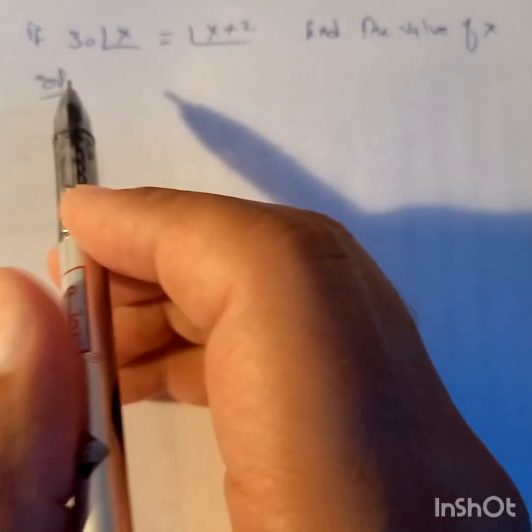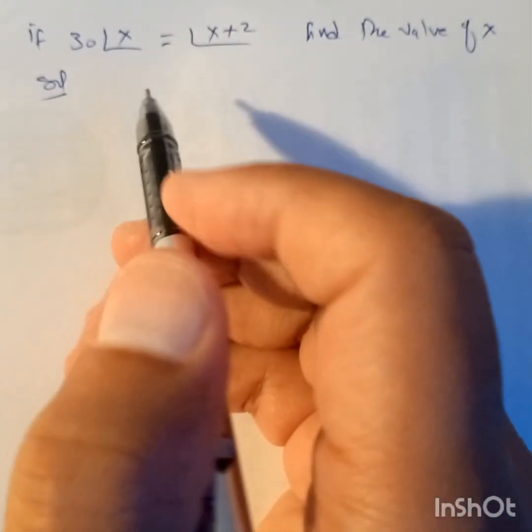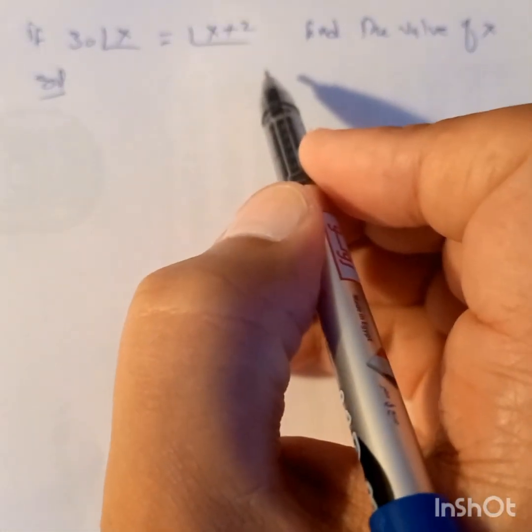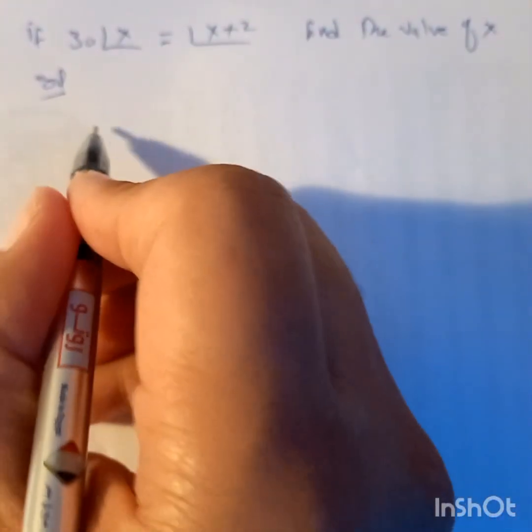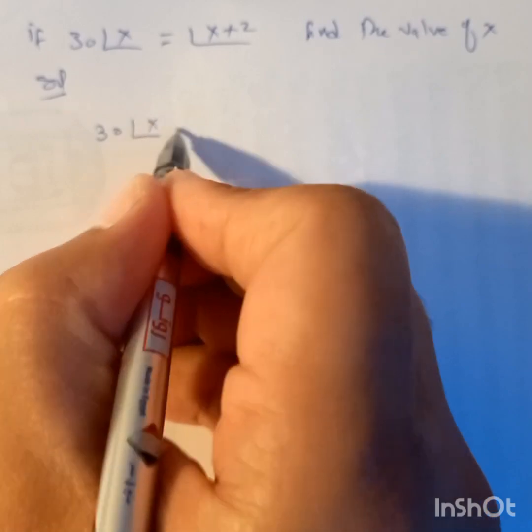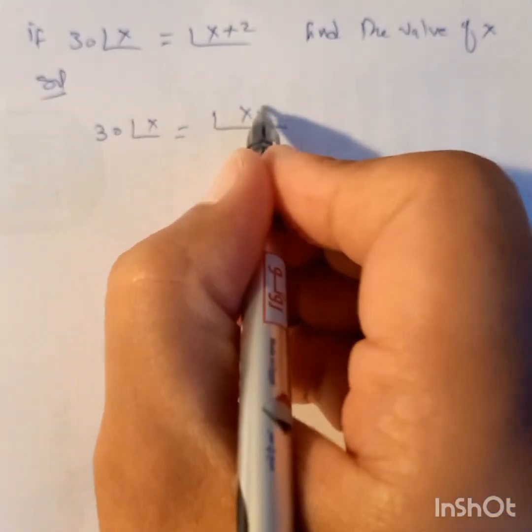We have this example. If 30 factorial of x equals factorial of x plus 2, find the value of x. Here we have 30 factorial of x equals factorial of x plus 2.